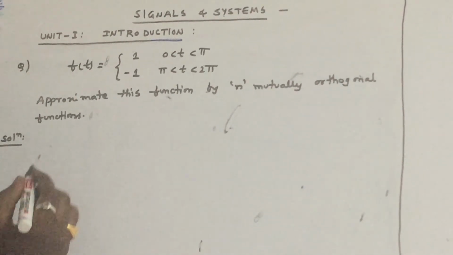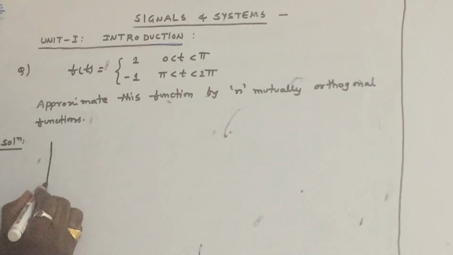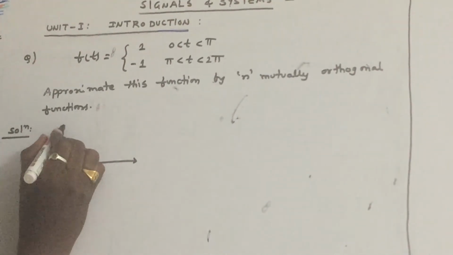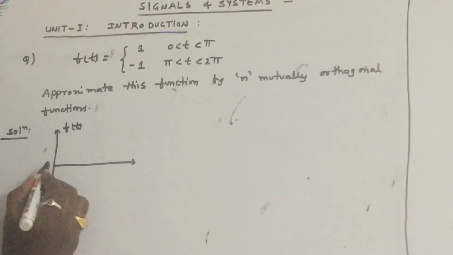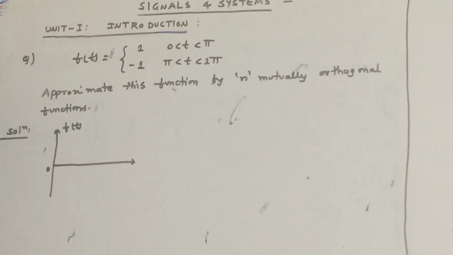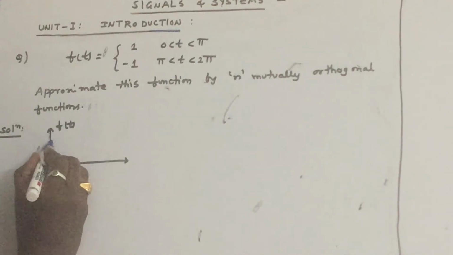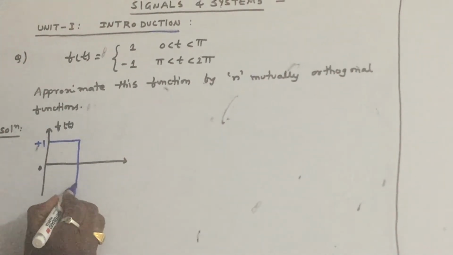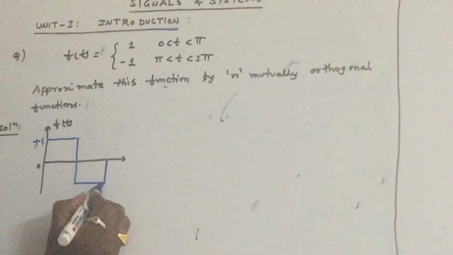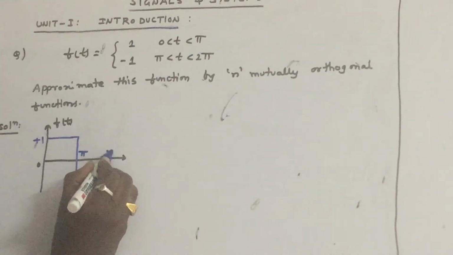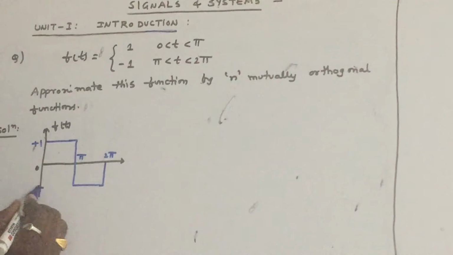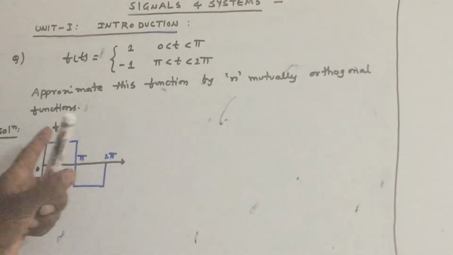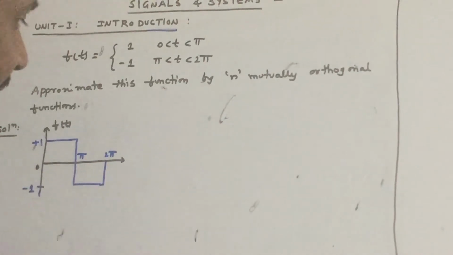First let us draw the given function. The given function f of t has amplitude plus 1 during the interval 0 to pi, and from pi to 2 pi its amplitude is minus 1. So we have to approximate this function by n mutually orthogonal functions or signals.